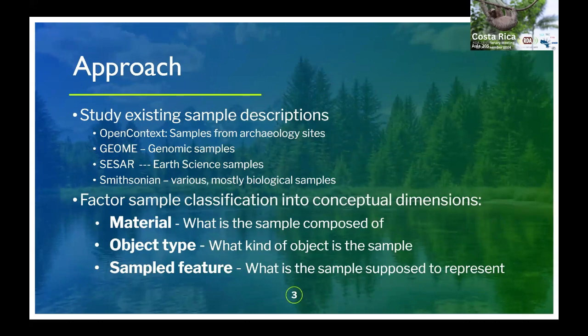So the approach we've used is to look at the corpus we have, the existing sample descriptions in the different systems we're working with. Open Context is a large aggregator of archaeology samples and descriptions of various archaeology projects. Geome works with a lot of genomic samples of various sorts. Cesar is the system for earth science sample registration, one of the precursors for IGSN, dealing largely with earth science samples, but actually includes a wide variety of samples of different types. And then we've been working with the collections at the Smithsonian, which of course have a very wide scope, but mostly to begin with, we've been looking at samples related to the biology collections there.